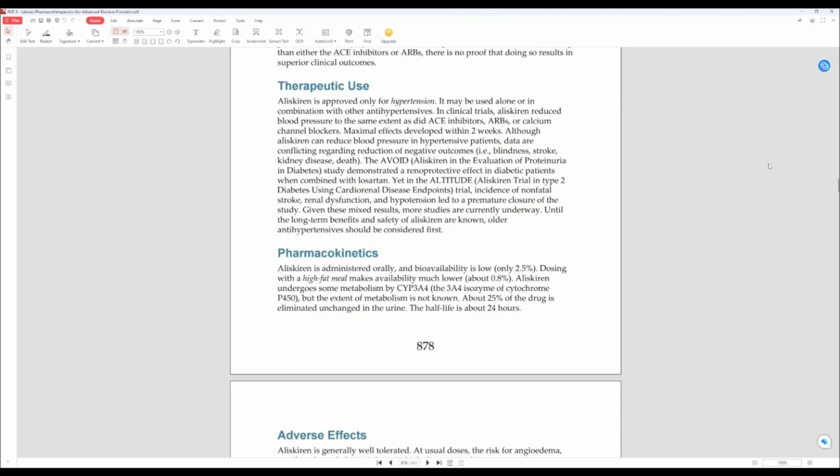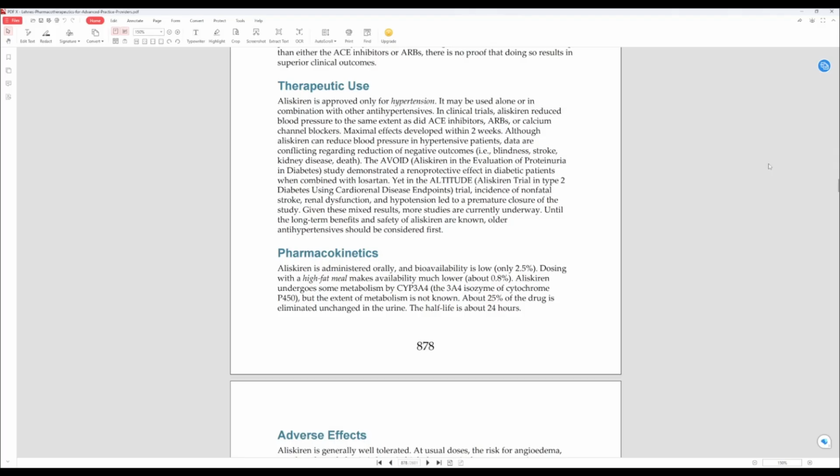Its therapeutic use, therefore. Aliskiren is approved only for the treatment of hypertension. It may be used alone or in combination with other antihypertensives. In clinical trials, the medication reduced blood pressure to the same extent as did ACE inhibitors, ARBs, or a calcium channel blocker. Its maximal effects developed within 2 weeks, although aliskiren can reduce blood pressure in hypertensive patients. Data are conflicting regarding the reduction of negative outcomes, which include blindness, stroke, kidney disease, and death.